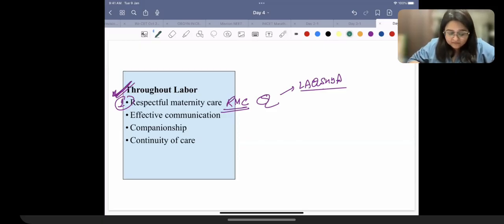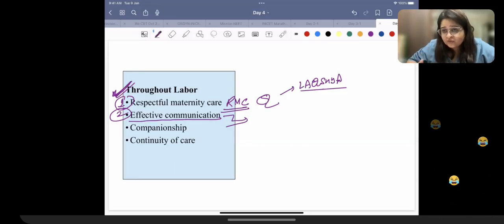Okay. Number two is effective communication. So what does effective communication mean? Explaining to the patient. If you are doing an ARM, you explain that now I am doing an ARM. Okay, I am going to take out the water surrounding the baby. This will improve your contractions.